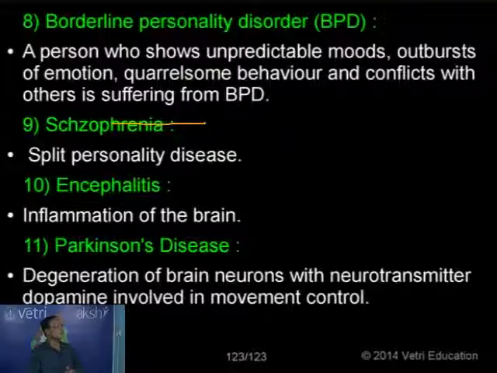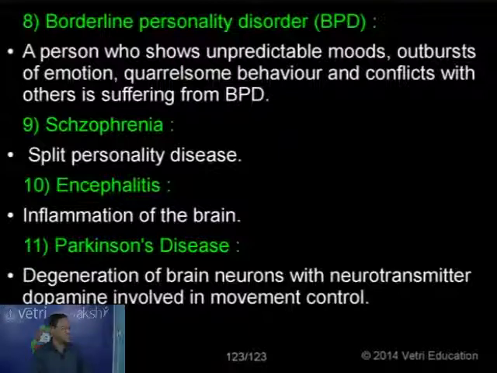Another disorder related to the brain is schizophrenia. This is called split personality disorder. The person behaves differently at two different times. This is called schizophrenia. Then encephalitis. This is the inflammation of the brain. When the brain has been inflamed, we have the condition encephalitis, because another name for brain is encephalon.